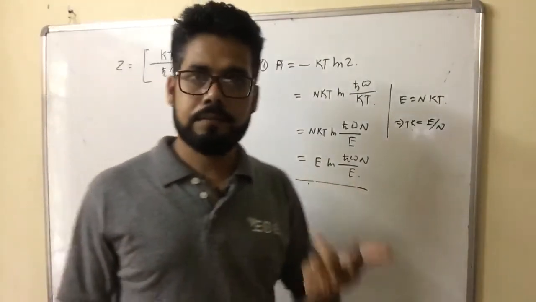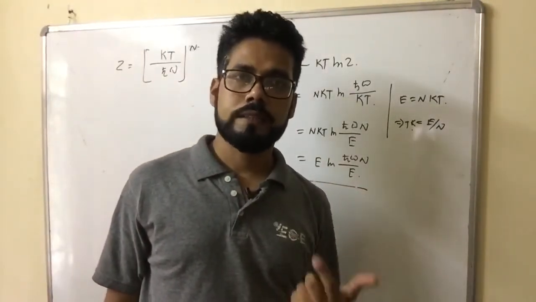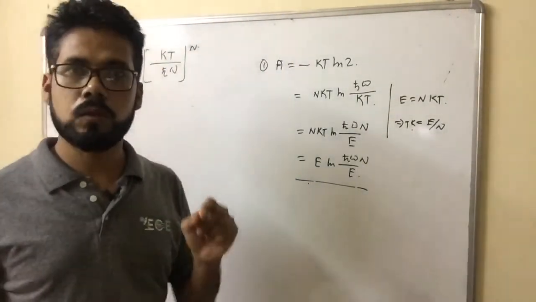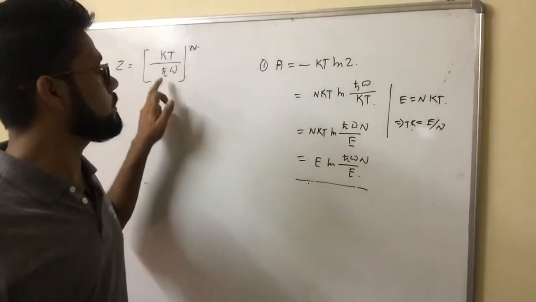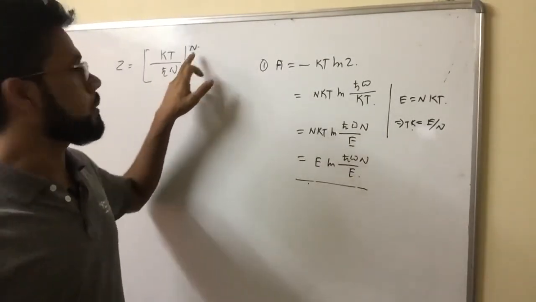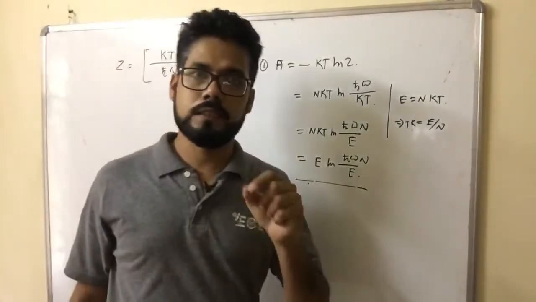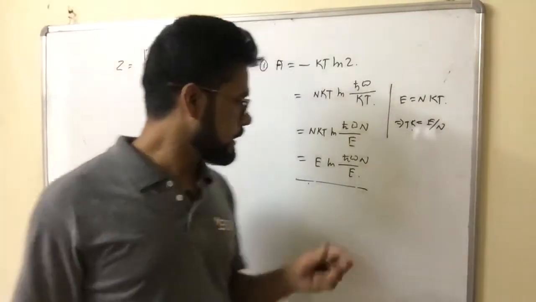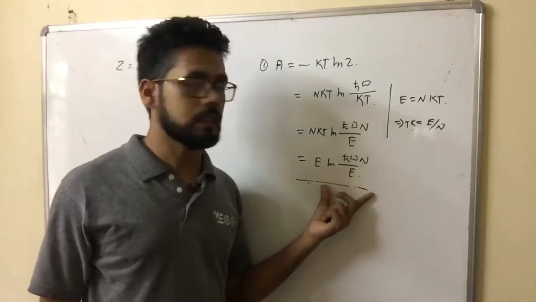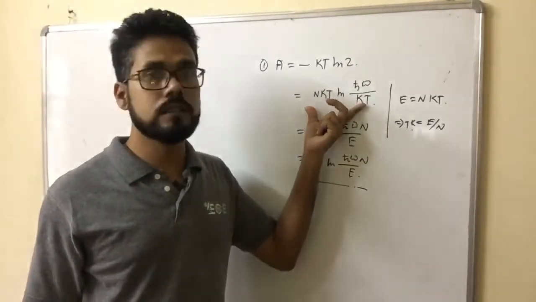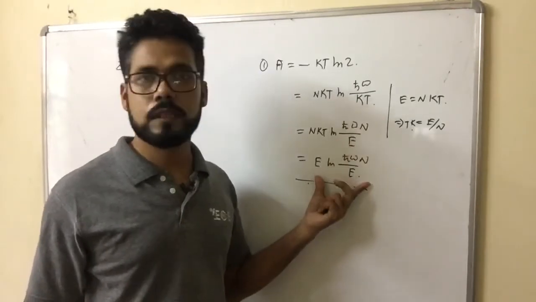Because I have seen the question paper, they write it like this: if the partition function of a single one-dimensional harmonic oscillator is (kT / ħω)^N for the whole system, then which of the following is the correct representation of free energy? Their answer is given in terms of E. So if you do the calculation up to there, you may get confused. So never confuse with this. You just replace E, and you will get the final result.